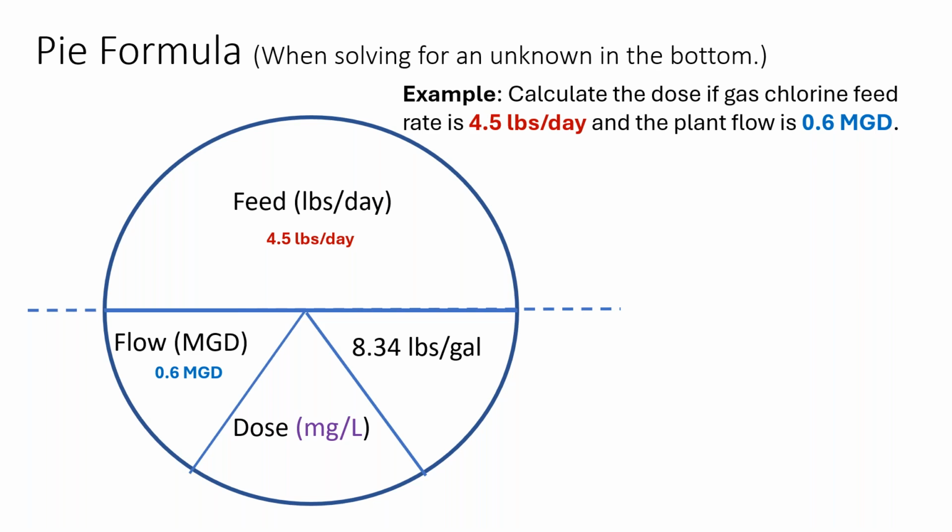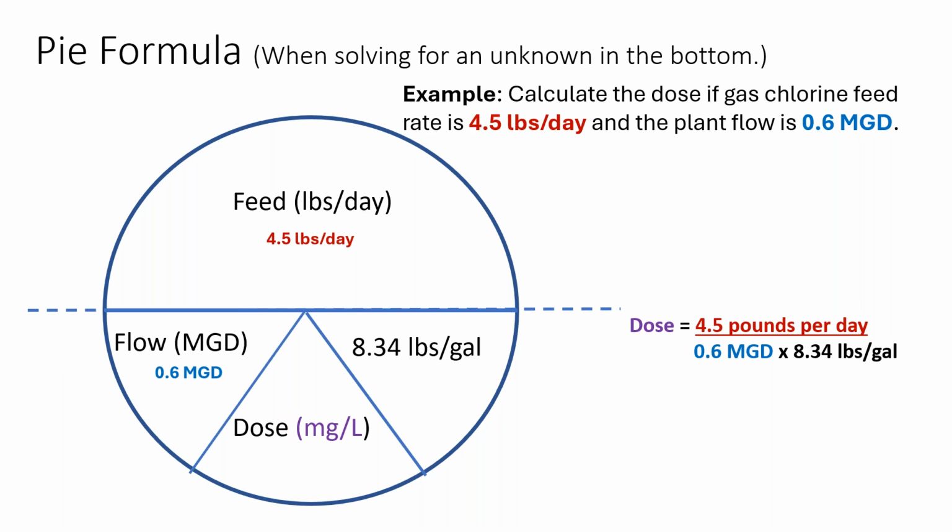So we plug our numbers in, and we're going to solve for dose. We're going to write the equation as dose equals, and we're still going to multiply across the bottom, but now we only have 2 numbers. Let me show you how that looks. Dose, and the 4.5 pounds per day is above the dividing line, so we put that on top. On the bottom, we have the flow as 0.6 MGD times 8.34 pounds per gallon.